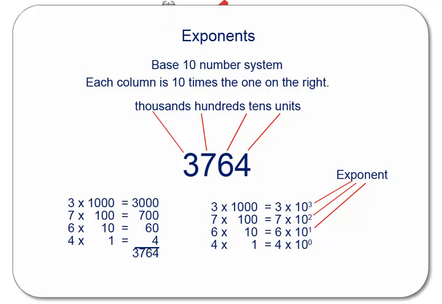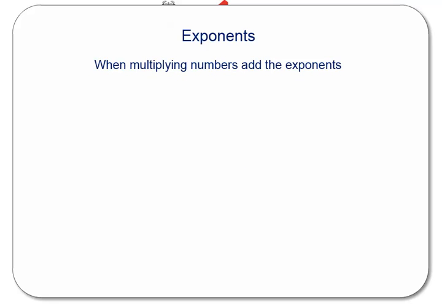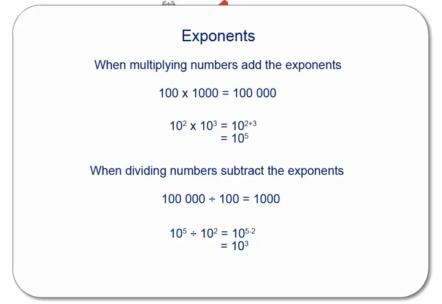Any number raised to the power of 1 is the number itself. So 10 to the power of 1 is 10. If you raise any number to the power of 0, the result is 1. When you multiply numbers, you add the exponents. For example, multiplying 100 times 1,000 is the same as multiplying 10 squared by 10 cubed. Add 2 to 3 and the result is 10 to the power of 5, or 100,000. When you divide numbers, you subtract the exponents. To divide 100,000 by 100, subtract 2 from 5 and the result is 10 cubed.